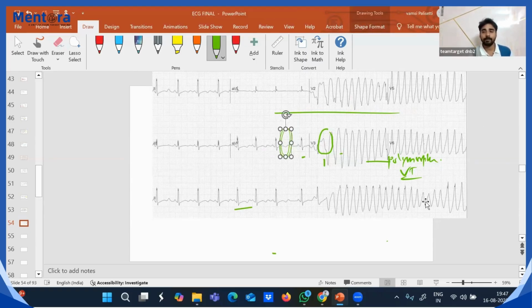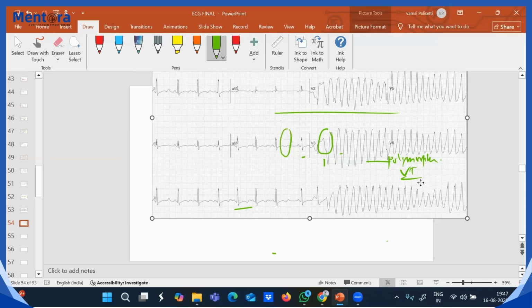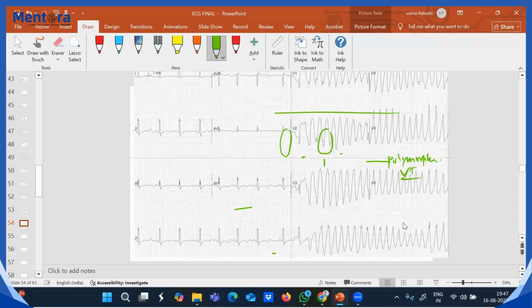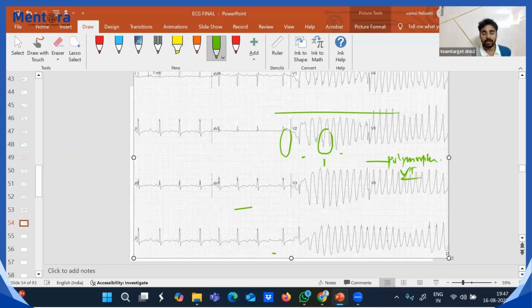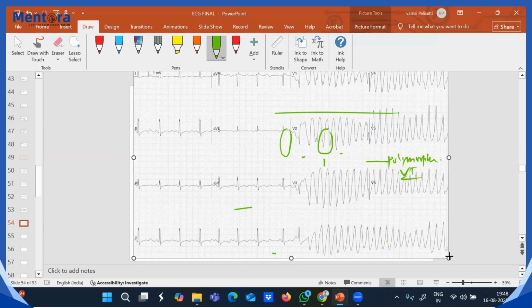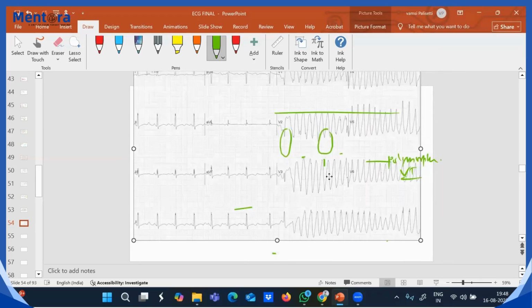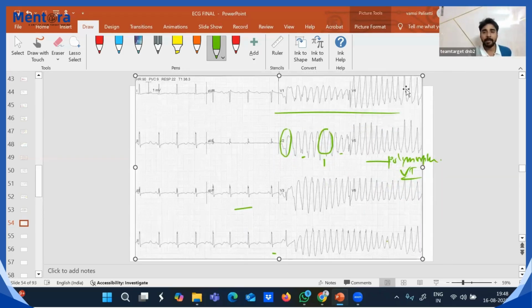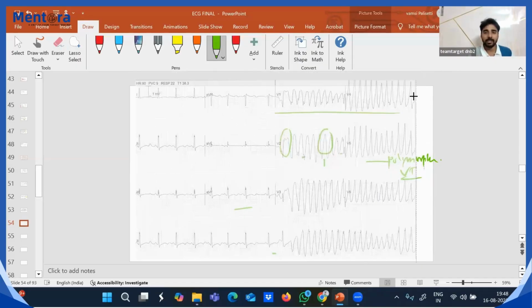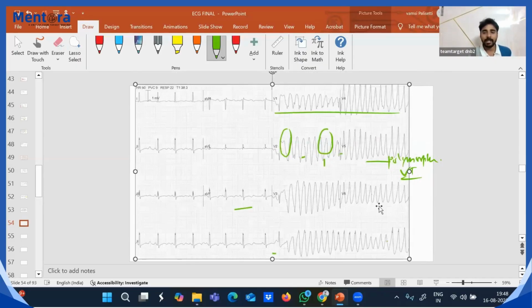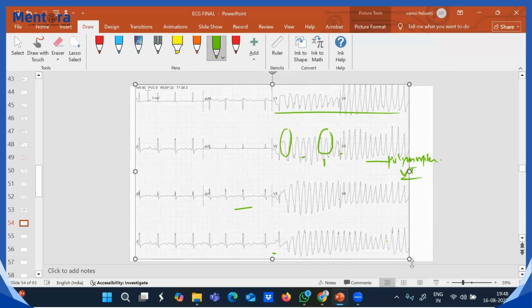Polymorphic VT and torsades de pointes are not exactly one and the same thing. If polymorphic VT happens in the background of long QT, that is called torsades de pointes. Polymorphic VT can be caused by anything, any electrolyte disturbance, any structural abnormalities. But if it happens in the background of the patient already having a long QT interval, then you can call it torsades de pointes. That's it.